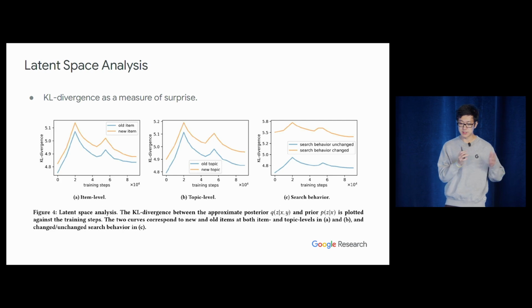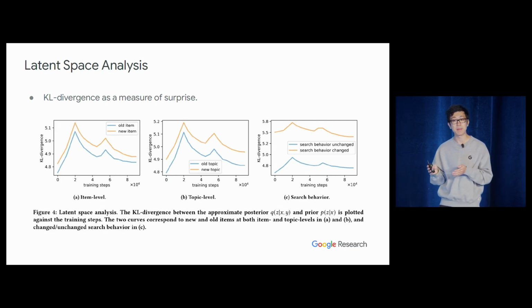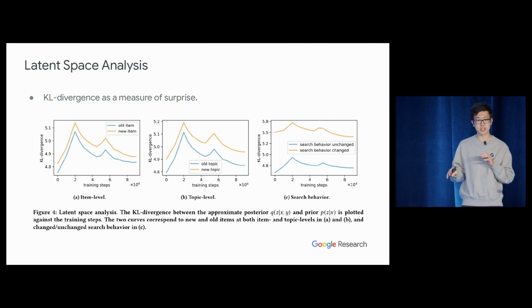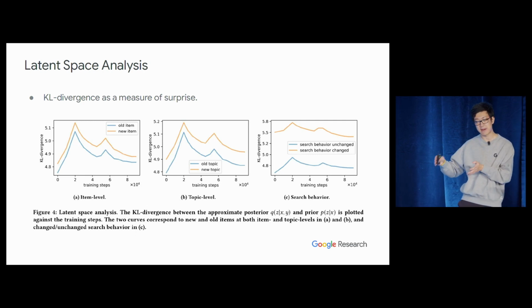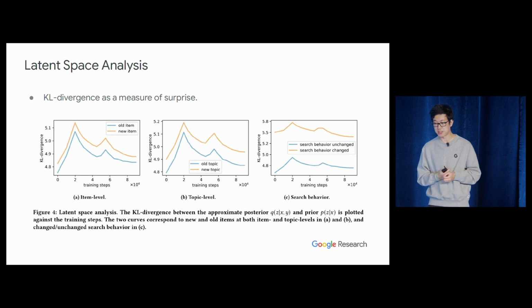Similarly, instead of the item level, we can look at it from the topic level. Let's say if a user consumes an item from a new topic, the KL divergence is also higher than an old topic. And finally, we also look at search behavior. Those two curves represent whether a search behavior changed or unchanged. A search behavior changed if before the request time and after the request time, the number of searches is different. So basically, if the user searched before the request time but didn't search after that, that's a behavior change, or vice versa.